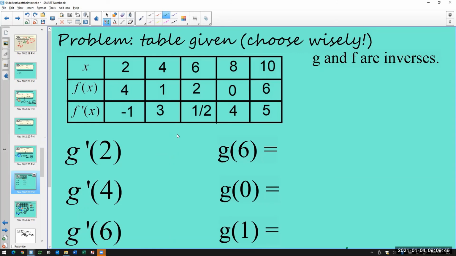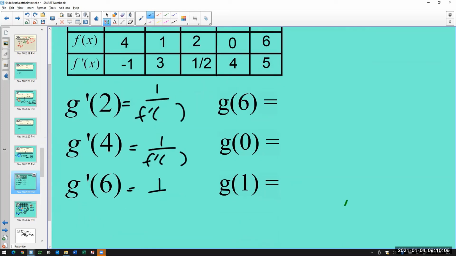All right, they give you a table and they ask you to find g prime of 2. And you know that f and g are inverses. They have to give you that or else you can't work this. Okay, so I'm just going to start with the formula. If I'm trying to find g prime, do you agree that that's 1 over f prime? Right?